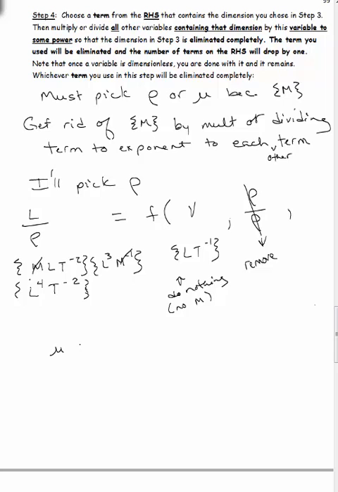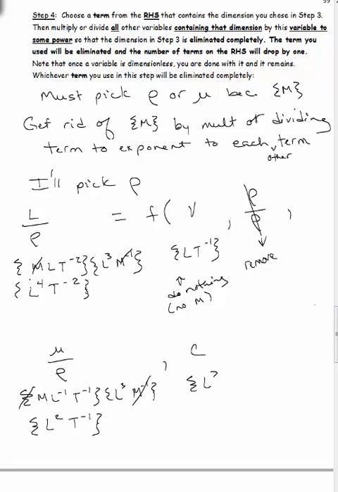Which is good. So our next variable coming down here was mu, and mu had an m in it, on the top. So in order to get rid of that m, we want to divide by rho, same as we did for L. And our mu was m, L minus 1, t minus 1. And if we divide by rho, dividing means L cubed, m minus 1. Okay, and our m's will cancel. What we have left is L squared t minus 1. Okay. Next variable was c, had no m in it, so we can leave it alone.